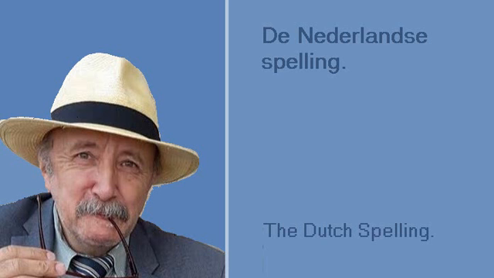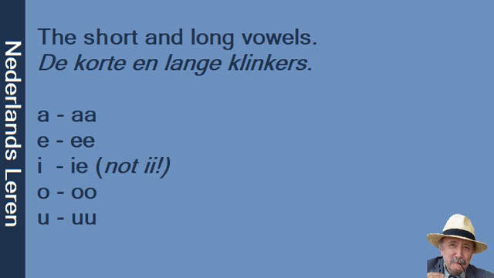Hello and welcome to the third lesson of the Dutch language, this time about vowels and the Dutch spelling. By vowels I mean the short and long vowels. As you know from the previous lesson, Dutch has long and short vowels, meaning short vowels, which are pronounced at the back of the mouth, of the throat, and long vowels, which are pronounced more in the front of the mouth. Here are the long and short vowels.